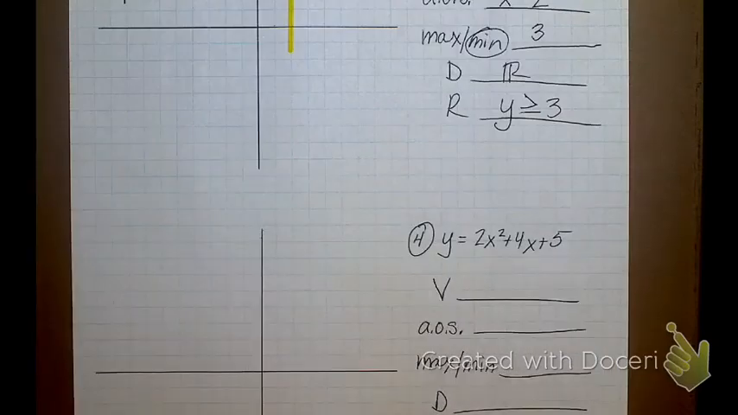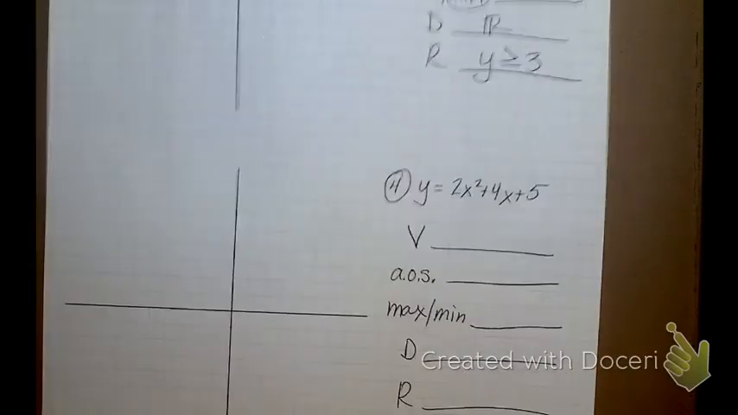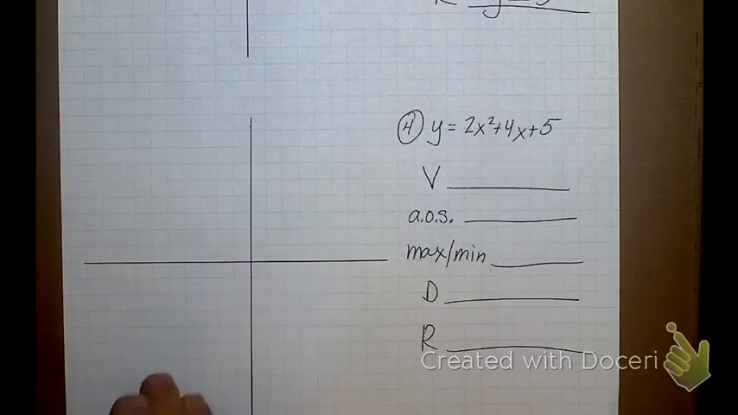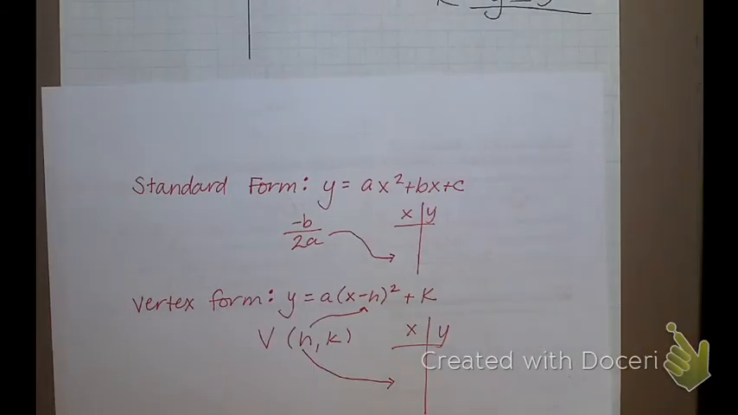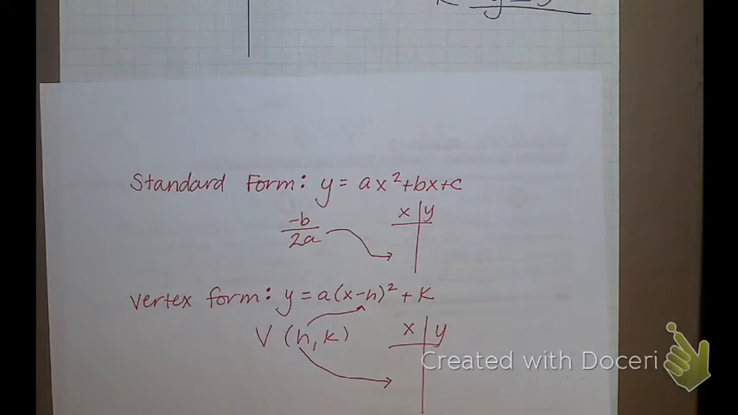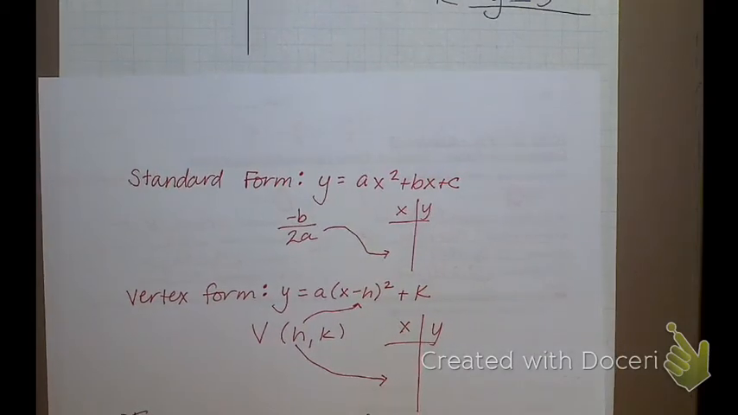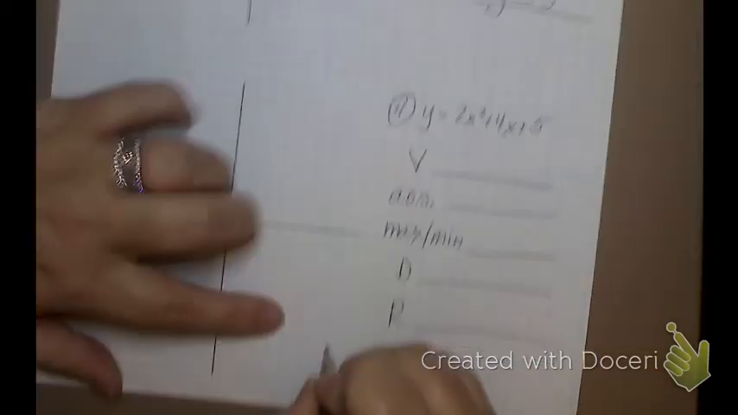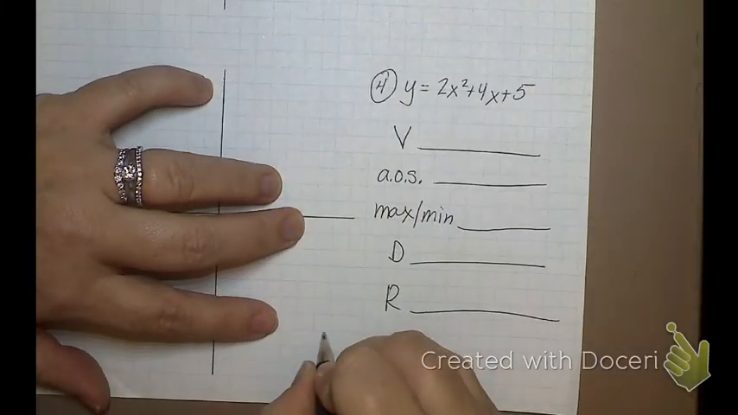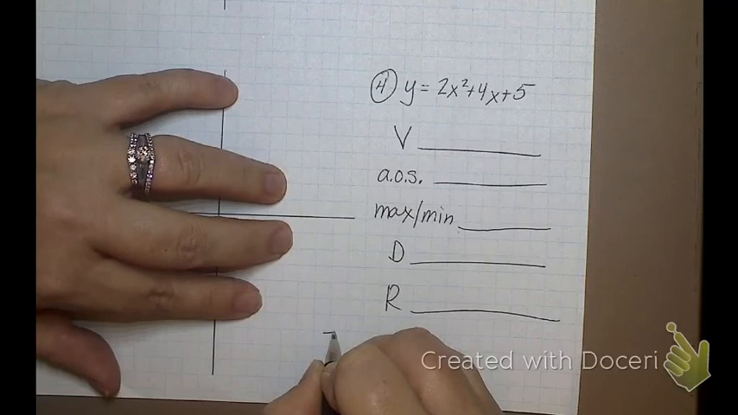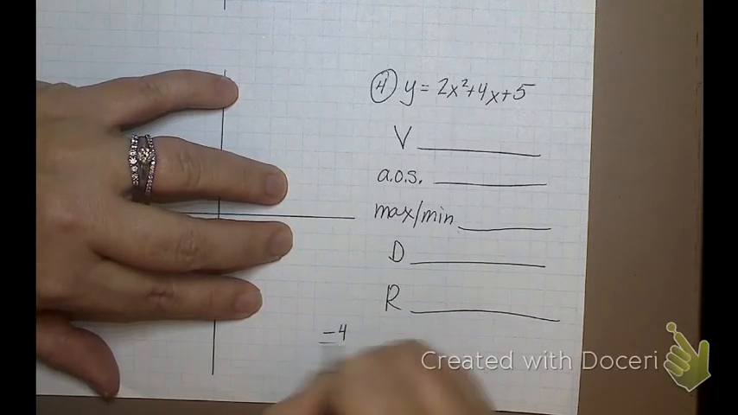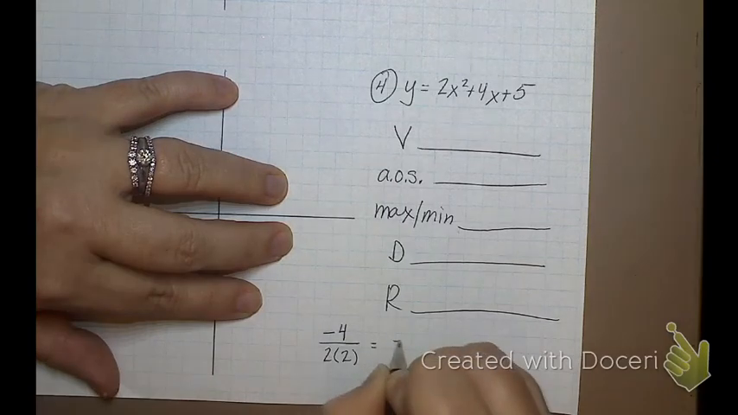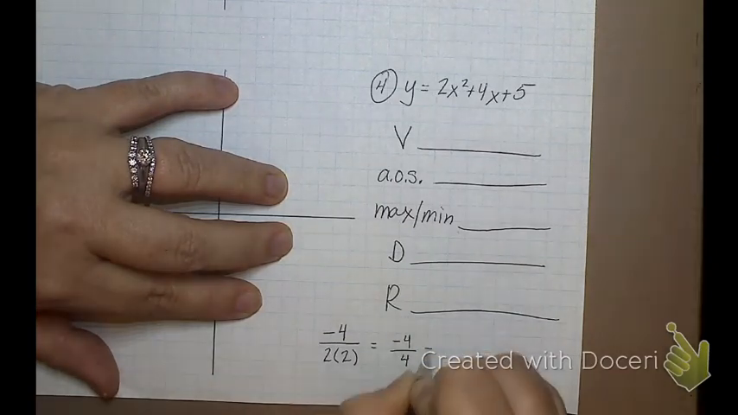All right, what form are we in here? We're in standard form. So, if you remember from back here, how do I find the vertex, or my starting point? Negative b over 2a. I'm going to do that down here just because I don't know where my extra space is going to be. But negative, what's b? Negative 4, over 2 times a. That gives me negative 4 over positive 4, which is negative 1.